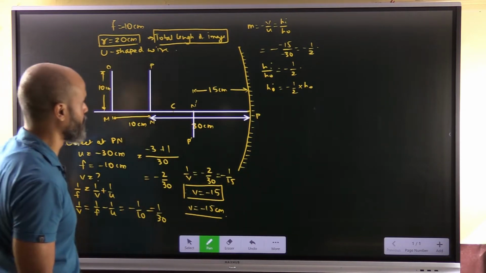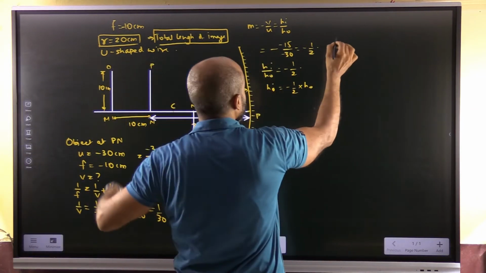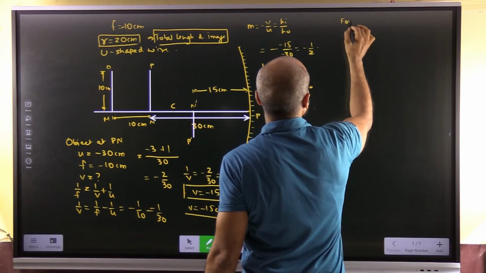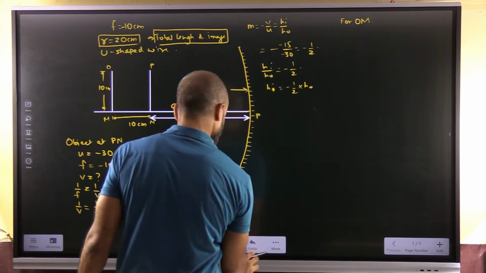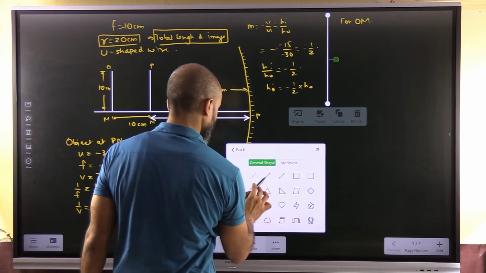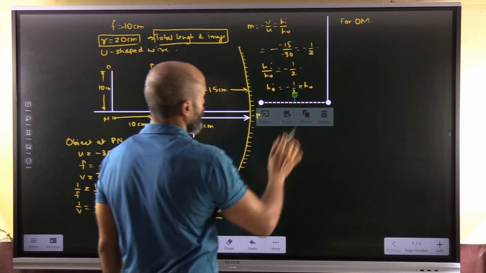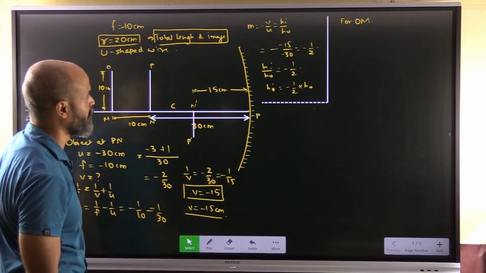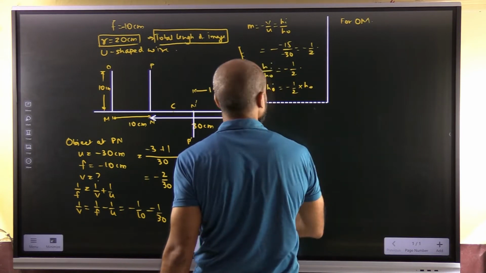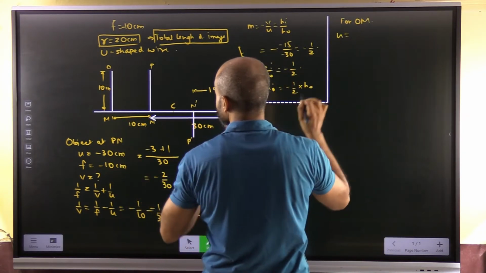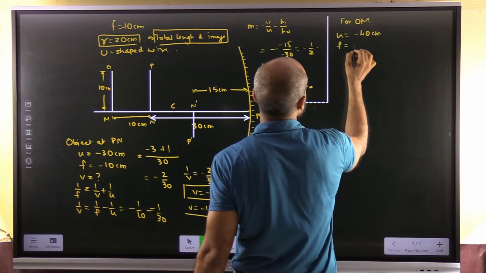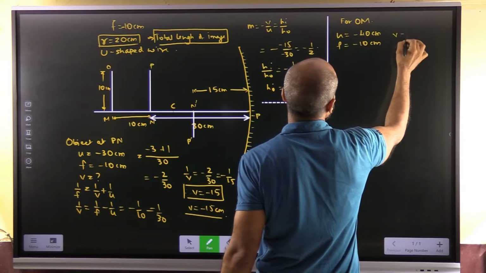Now let's talk about OM here. The same way we will do the calculation here. For OM, let's keep a divider here so that we don't get confused. For the OM part, the object distance is minus 40 centimeter. Again, the focal length is minus 10 centimeter. What will be the image distance?